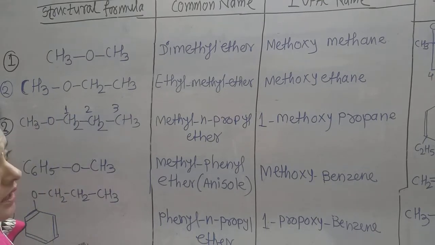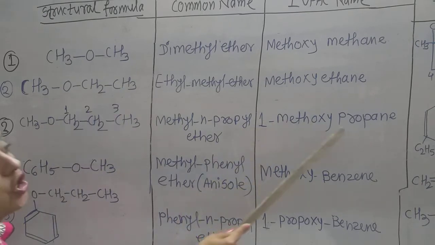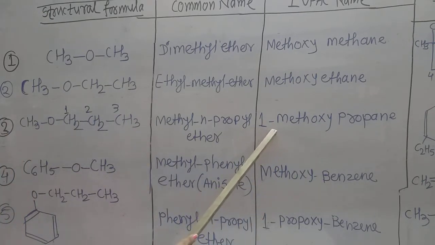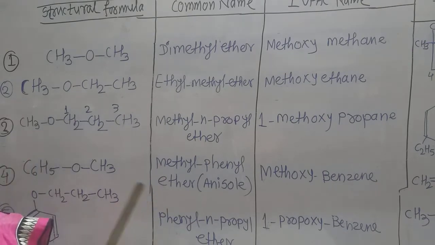So 1 is written for this CH2 group of the propyl group having oxygen directly attached. So it is the 1-methoxy propane. 1 is written first. 1-methoxy propane. If the oxygen is attached to the second carbon atom of the propyl group, that is the 2-methoxy propane.